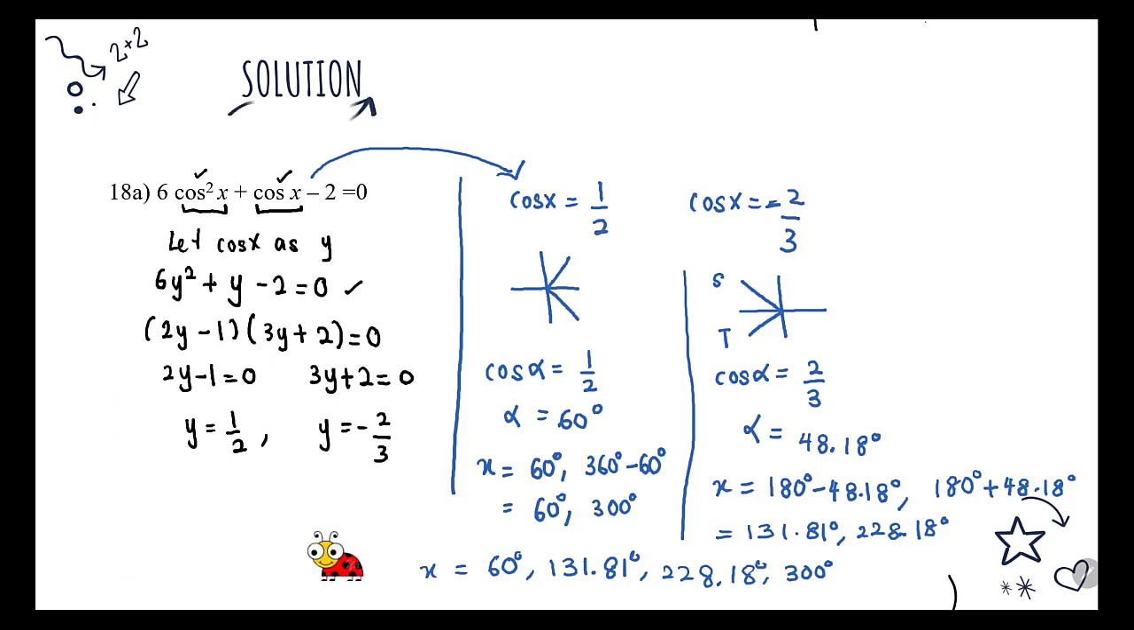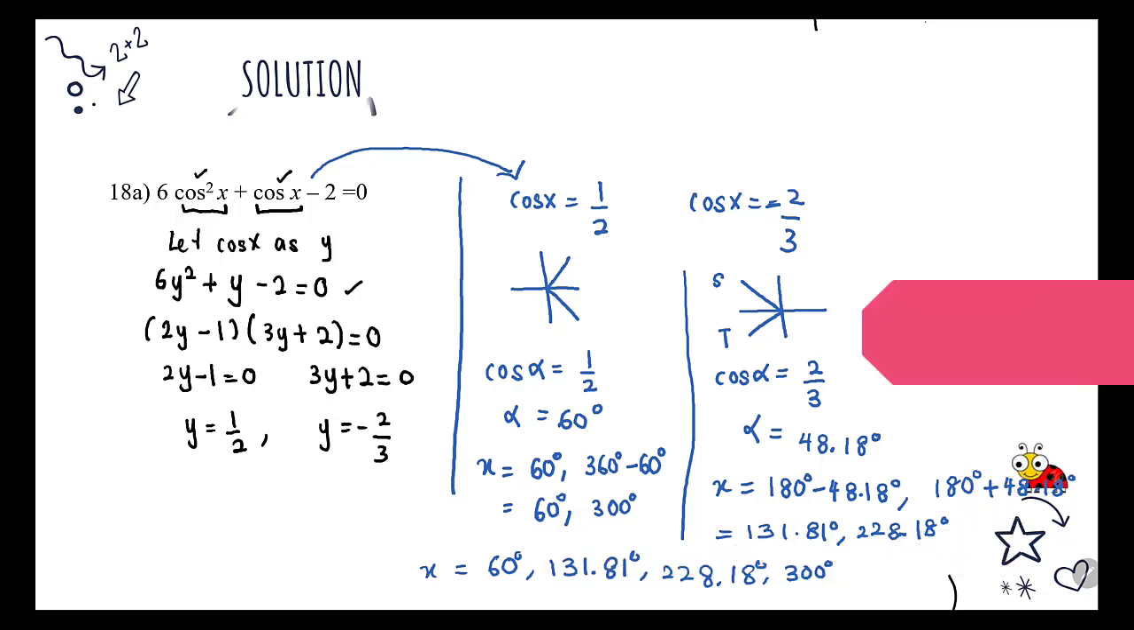Okay students, can you understand what we are trying to do here? Do remember, when we get a quadratic equation of a trigonometric function, we're going to try to express this as cos or sine without the quadratic. That means we're going to reduce this to linear. Once we reduce this to linear, we will be able to find the angle. Okay, that is for example 18a.